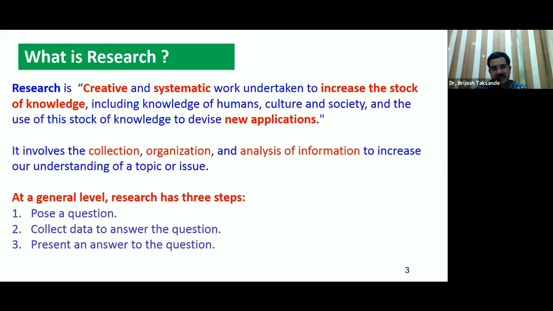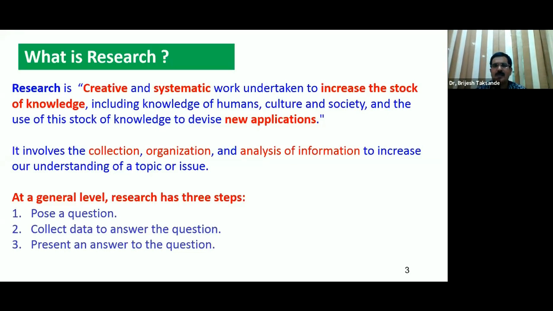So what is research? As defined on Wikipedia, research is creative and systematic work undertaken to increase the stock of knowledge, including knowledge of humans, cultures and society, and the use of this stock of knowledge to devise new applications. As you can see on your screen, I have marked some words in red. So it involves creativity, the application of systematic plans and systematic ways, and ultimately leading to an increase in knowledge.